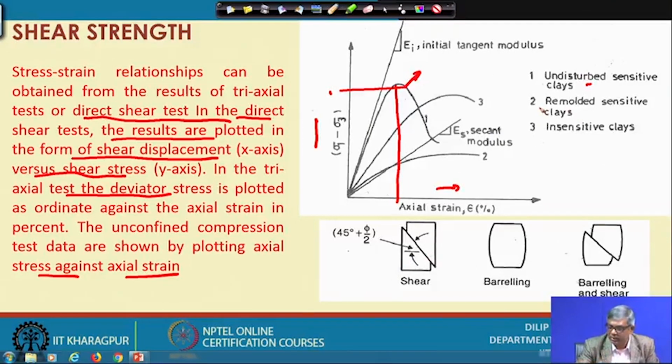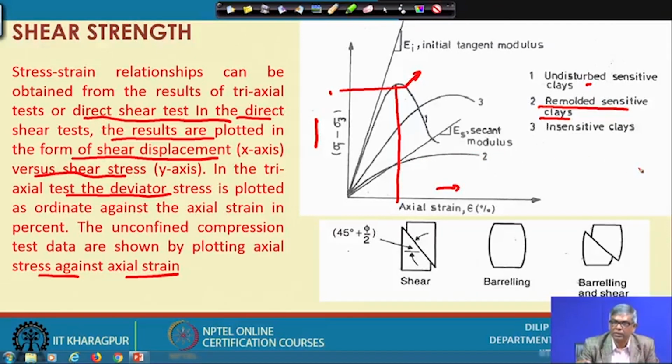The second sample is remolded sensitive clay. If the sensitive clay is remolded, and a sample is prepared and tested, the stress will increase much more gradually compared to this. Here the increase of stress with strain is quite rapid, whereas here the increase is quite slow, and you can see it will continue to extend.